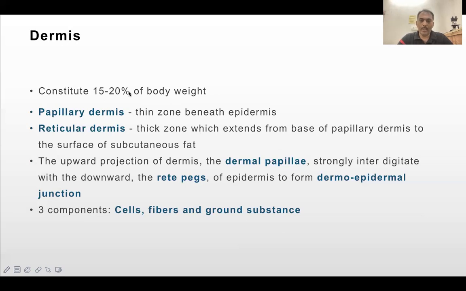Upward projections of the dermis are called the dermal papillae, and these strongly interdigitate with the downward projections, the rete ridges of the epidermis, to form the dermoepidermal junction. There are three components of the dermis: the cells, the fibers, and the ground substance.